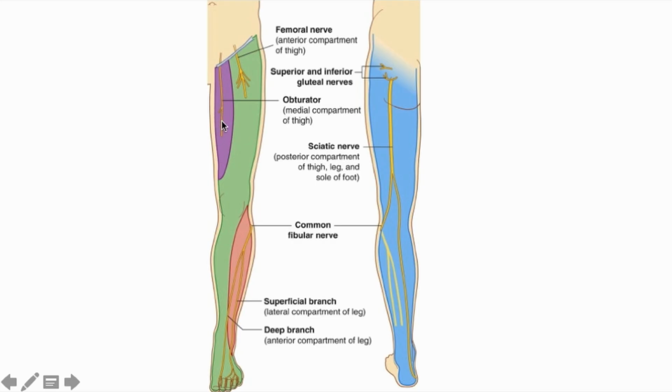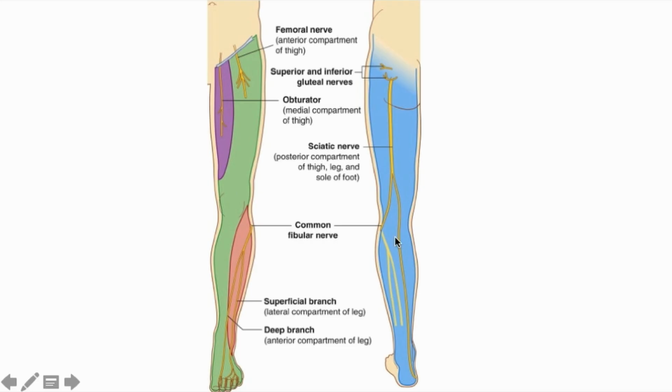Most muscles in the medial compartment are innervated mainly by the obturator nerve, except, there's always an exception, right? Except pectineus, which is innervated by the femoral nerve, and part of the adductor magnus, which is innervated by the tibial division of the sciatic nerve. Remember, the adductor magnus has that little hiatus in here, and so the hamstring portion of the adductor magnus is innervated by the sciatic nerve, whereas the adductor portion is innervated by the obturator.